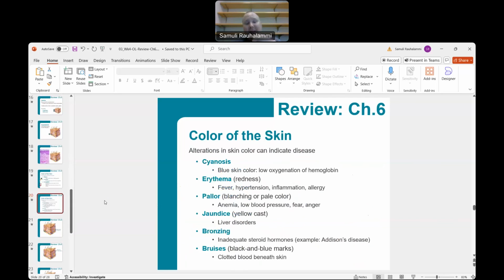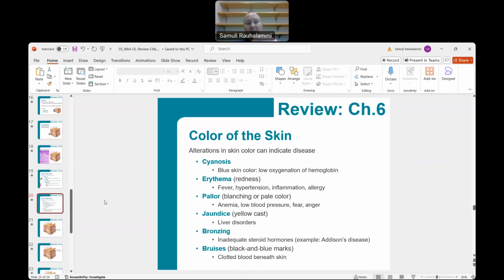Obviously, there are many different indications of diseases that we can see as we look at the skin color. Cyanosis is very typical for low oxygenation of the tissues, hemoglobin. So you end up seeing especially extremities, lips, fingertips, things like that, turning more bluish in color. The redness of erythema is really when we have that flush of red, whether it's due to fever, hypertension, inflammation, or allergy. So again, many reasons why we might see redness of the skin.